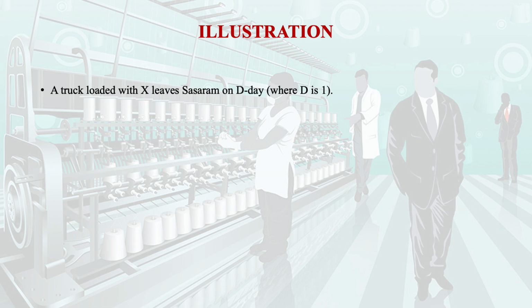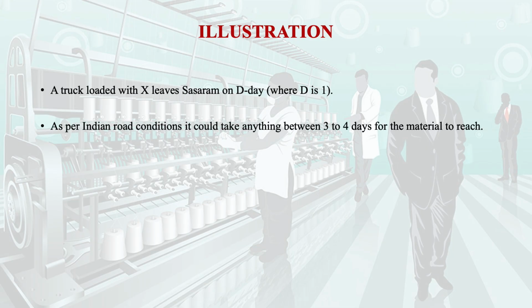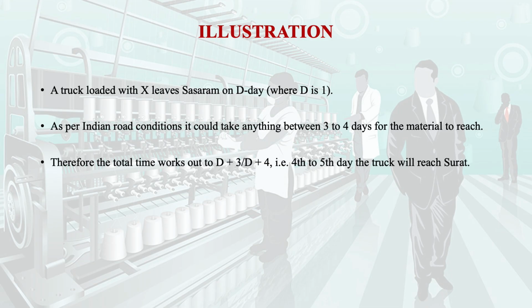The truck loaded with X leaves Sasaram on D day, where D is 1, that is the first day. As per Indian road conditions, it could take anywhere between 3 to 4 days for the material to reach the destination, Surat in Gujarat. Therefore, the total time works out to D plus 3 or D plus 4, that is 3 to 4 days. That means either it will reach on the 4th day or on the 5th day.